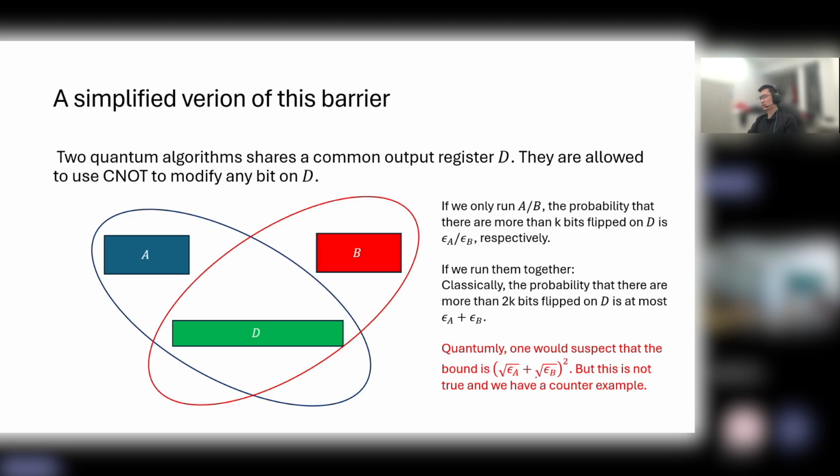But this is not true, actually. And we have a counterexample. By the way, a funny thing is that we didn't write this counterexample in the paper. By the time we submitted this paper, we didn't know whether there was a counterexample. We just didn't know how to prove or disprove it. And this counterexample was found by GPT 5.6.